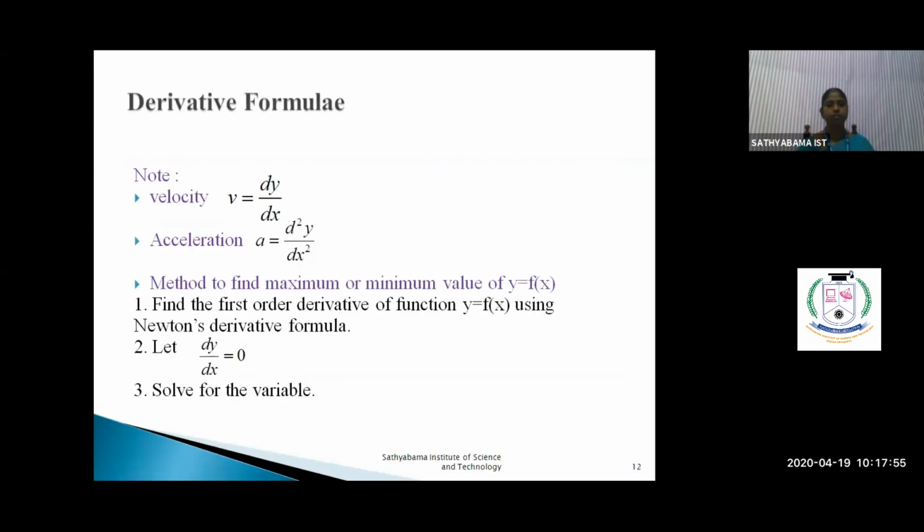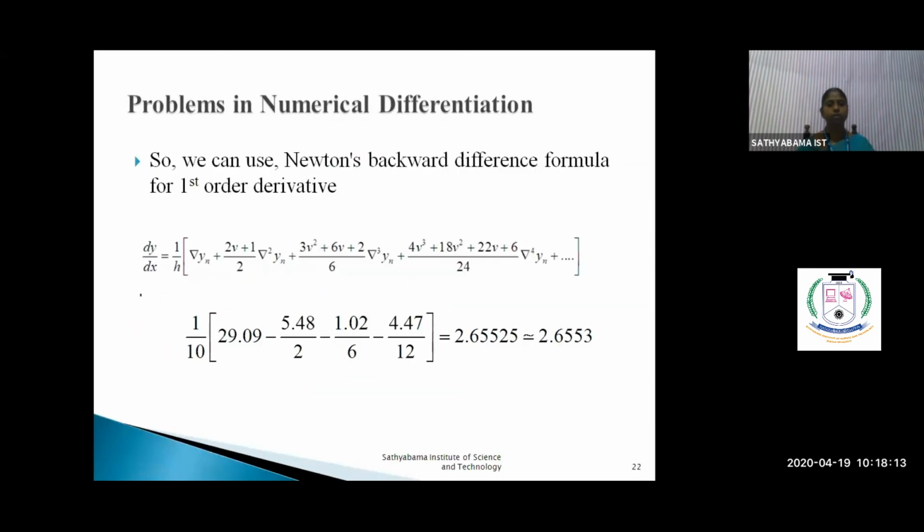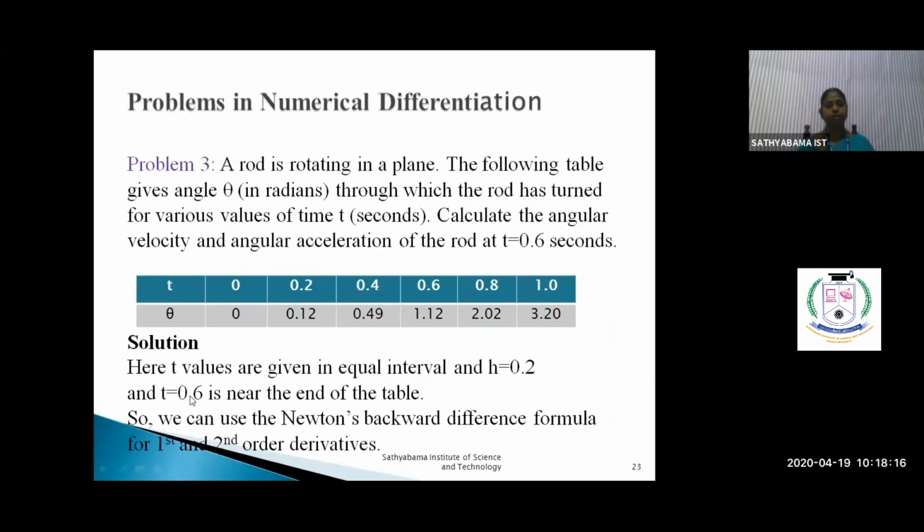Velocity is dy by dx. But here the variables are t and theta, so I can write v is equal to d theta by dt. And acceleration is d square theta by dt square. So that only I have to take here in this problem. Now what is my t? T equal to 0.6, which is near the end of the table. So I can use the backward difference formula to find the first order and the second order derivatives.